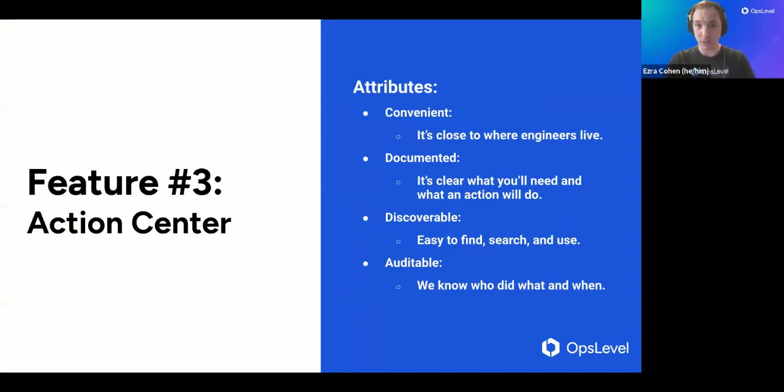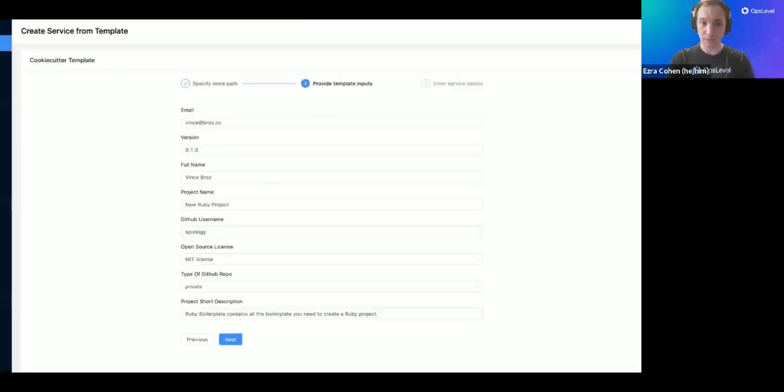And finally, it's auditable, right? We want to trust but verify here. We want to understand who did what, when, and how. And that is technology that's baked in, at least to OpsLevel's version, but can be baked into yours as well. We want to give devs this freedom to operate. We want to make sure they're operating safely.